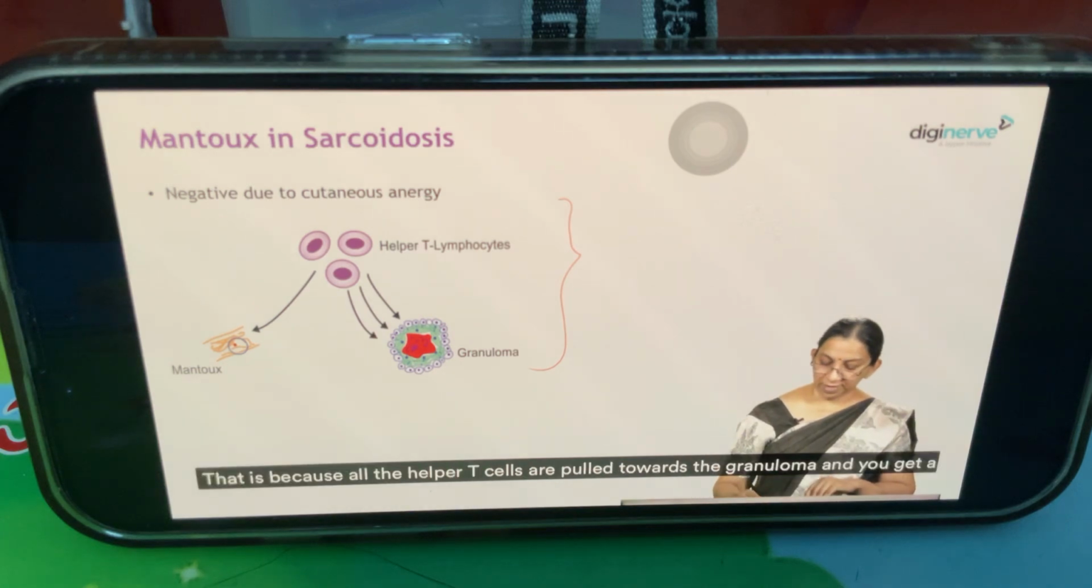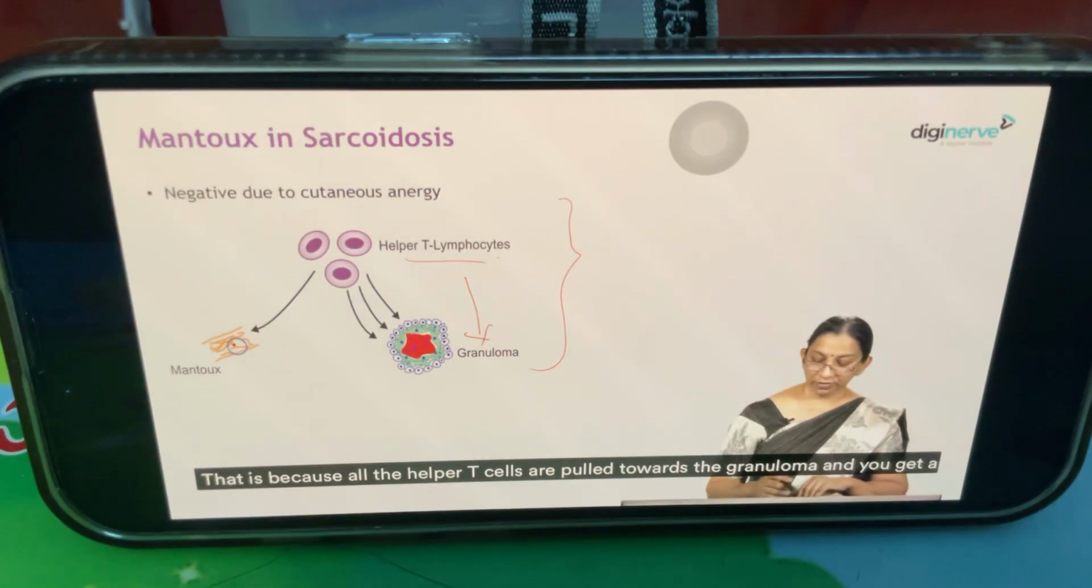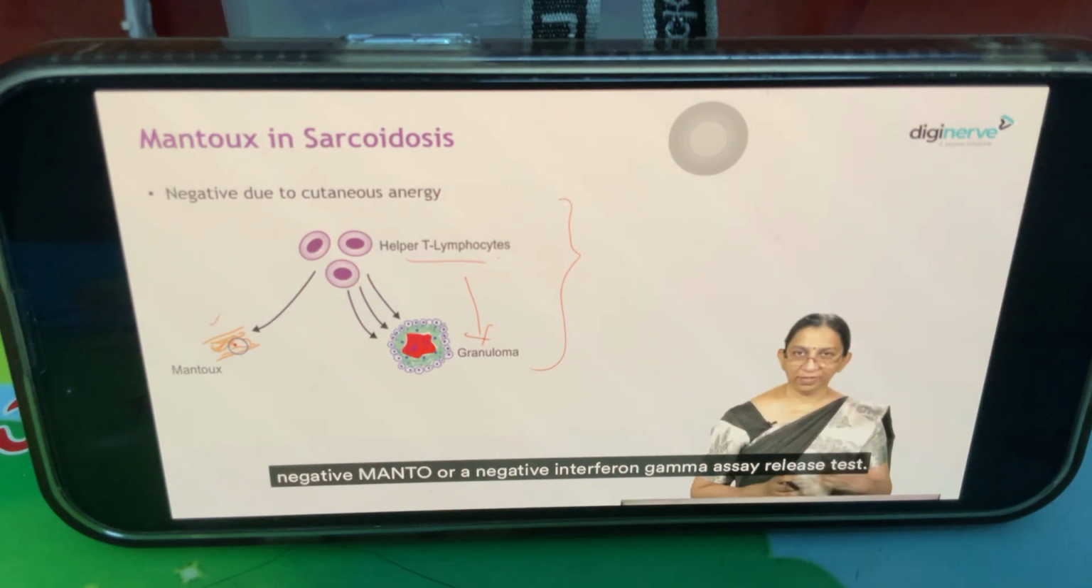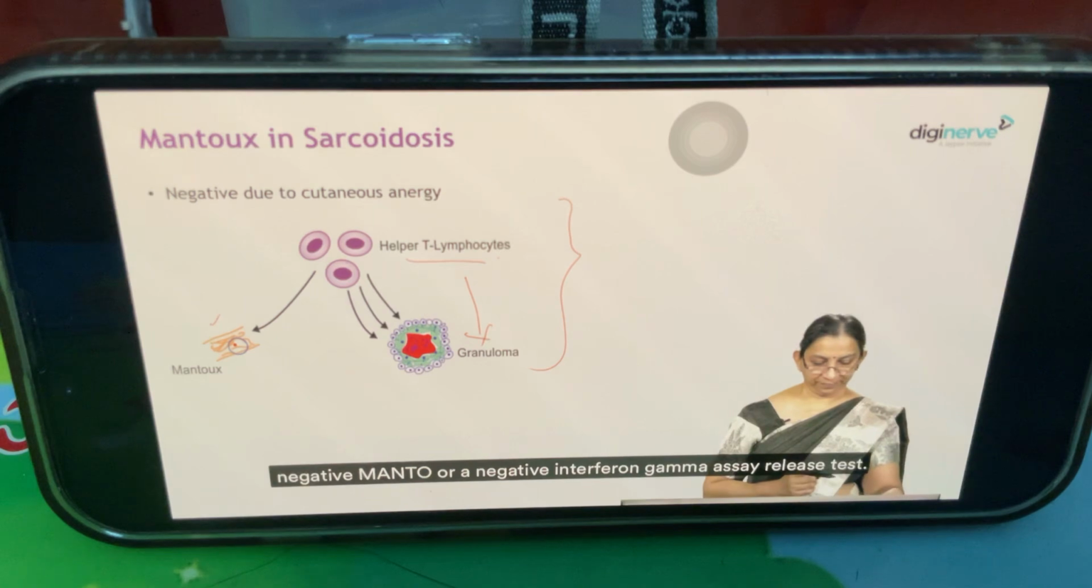That's because all the helper T cells are pulled towards the granuloma, and you get a relative depletion of the helper T cells in the peripheral circulation, resulting in a negative Mantoux or a negative interferon gamma release assay test.